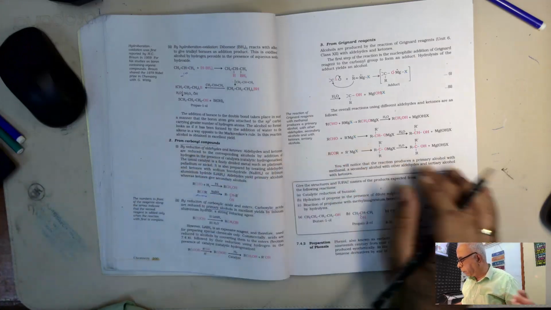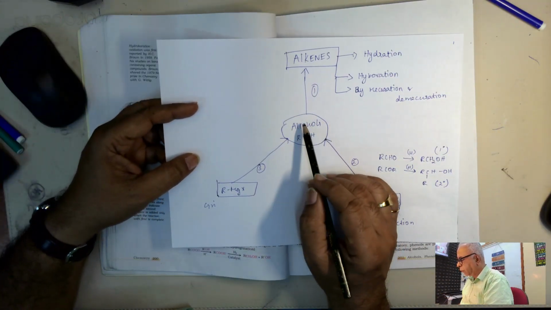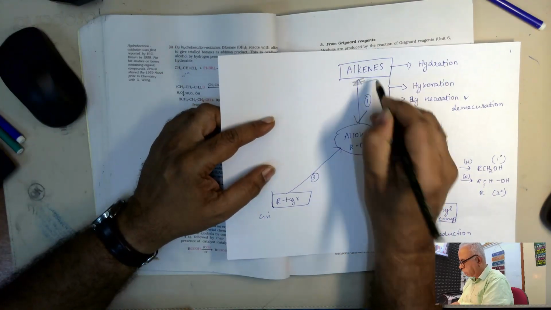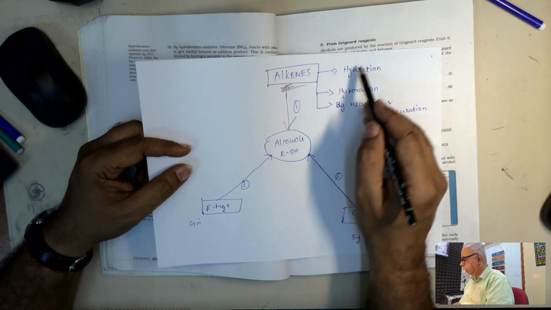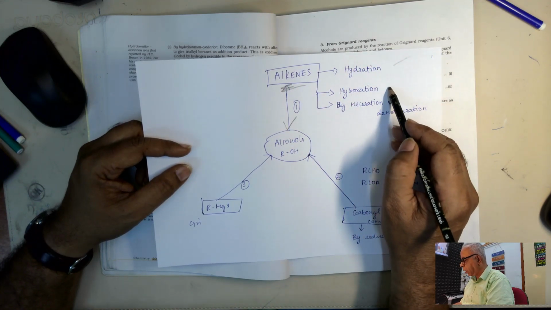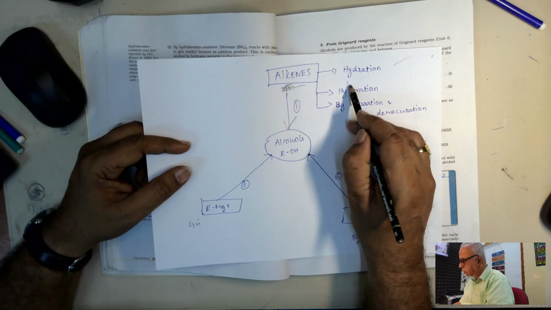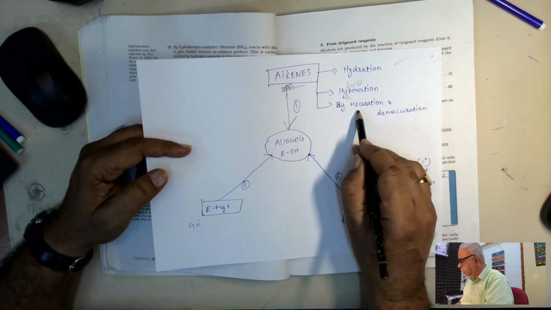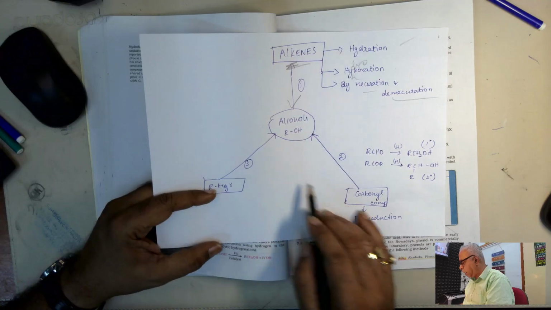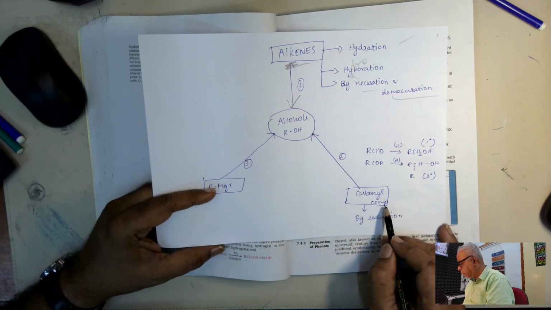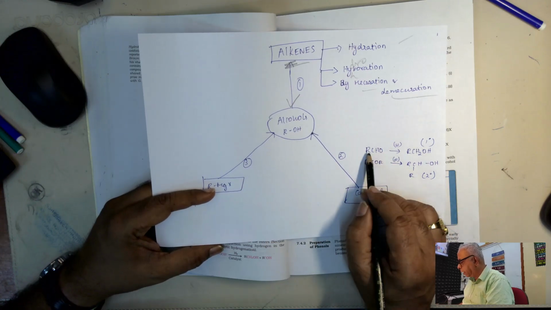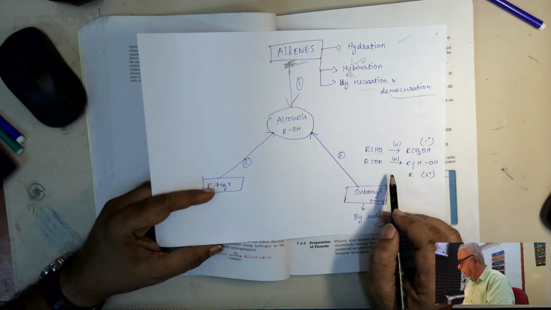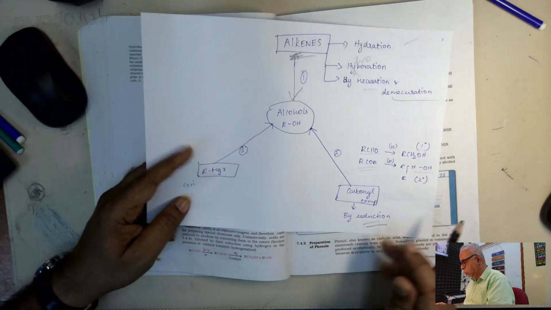note here. Okay, so please note down, this is the preparation of alcohol, and from alkene you can get alcohol by three methods: hydration, hydroboration, then mercuration, demercuration. And alcohol can also be obtained from carbonyl group by reduction. Here we can obtain primary alcohol from aldehyde and secondary alcohol from ketones.